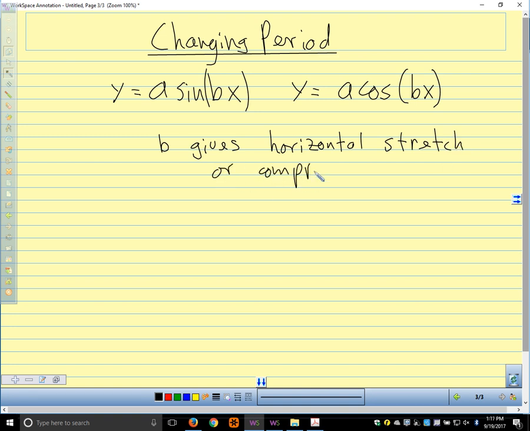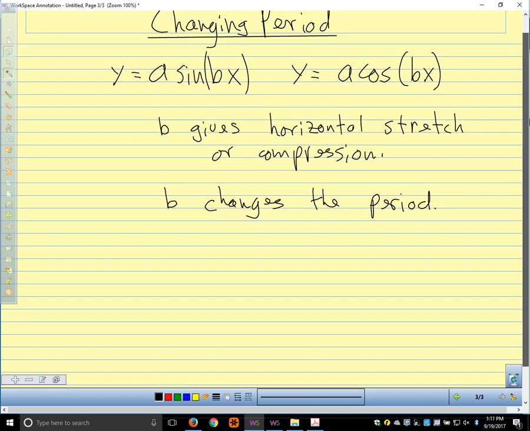And because sine and cosine are periodic, that stretch or compression changes the period. Well, let's figure out how. So I'm going to look at the sine function first. We can do a similar thing with cosine.